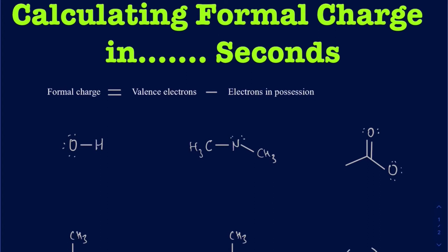Hello everyone, in this lecture we're going to be calculating the formal charge quickly. We have learned how to calculate formal charge using a longer formula, but here I'm going to be talking about how you can get the formal charge right away if you have the structure given. And the formula is going to be the valence electrons minus any electrons you're going to have in possession when you're looking at that particular structure.